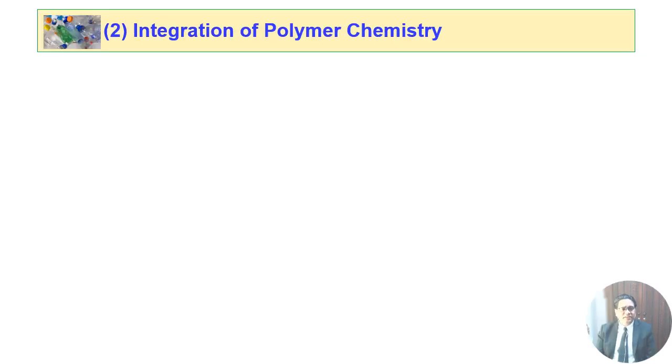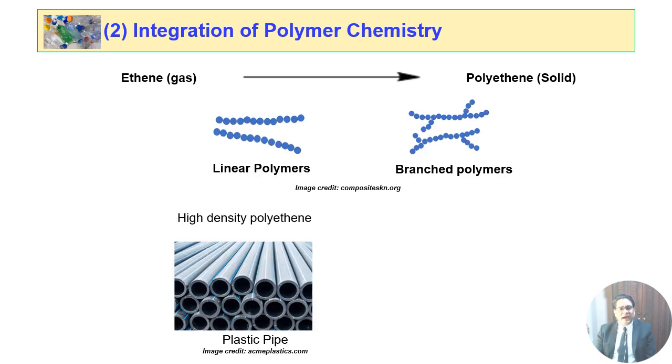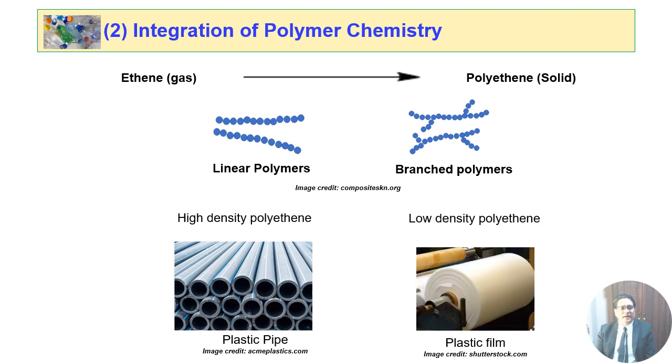I always connect theoretical concepts with real-world examples. Here, ethene is a gas converted to polyethylene, which is a solid. Polyethylene can be a linear or branched polymer. The plastic pipe is a high-density polyethylene, which is an example of a linear polymer. And plastic film is a low-density polyethylene, which is an example of a branched polymer.